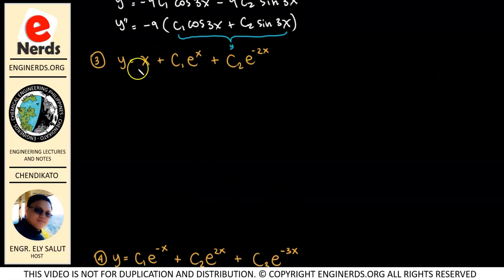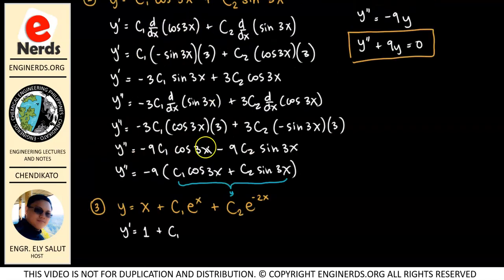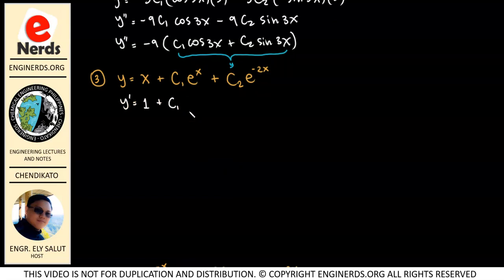So we have y is equal to x plus c1 e to the x plus c2 e to the negative 2x. Okay? So the same ng ating ginawa nung una. We're going to get the first derivative. So the derivative of x is equal to 1 plus c1, our constant, arbitrary constant here. So hindi na natin isusulat yung d over dx na ginawa natin kanina, no? Kasi nagpapahaba, muntik na tayong hindi magkasya rito. So, we already know this from our differential calculus naman. So, I'm going to go straight sa ating mga calculation.